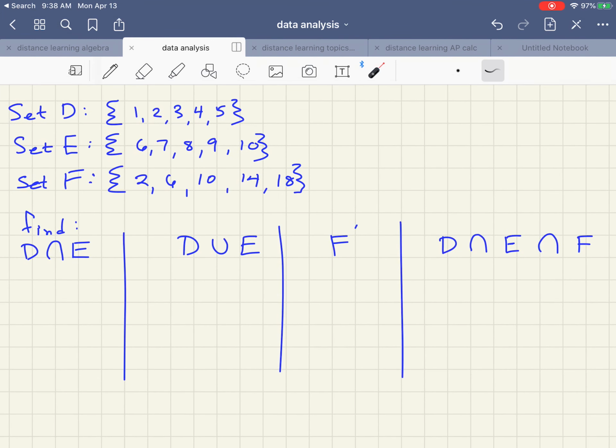Let's try it for one more problem set. So using these three sets, if we had D is 1, 2, 3, 4, 5, E is 6, 7, 8, 9, 10, and F is 2, 6, 10, 14, 18. Let's start with finding D intersect E. So what values are in both D and E? And if you look at those two sets, I don't see any numbers in common.